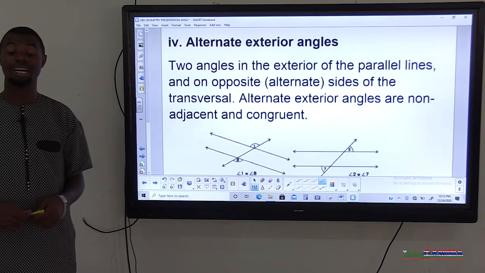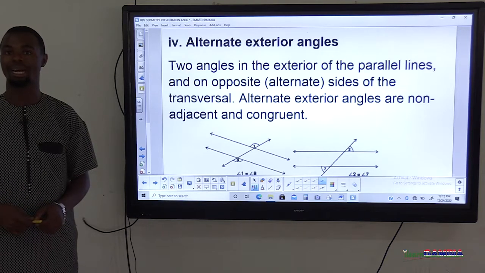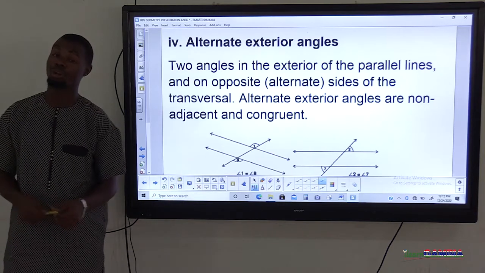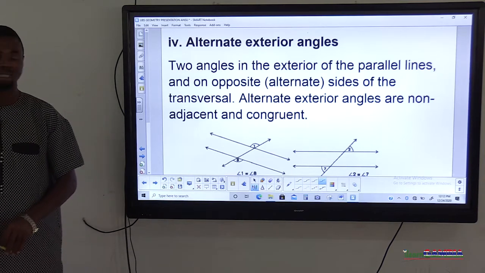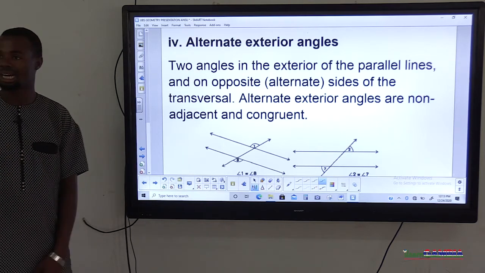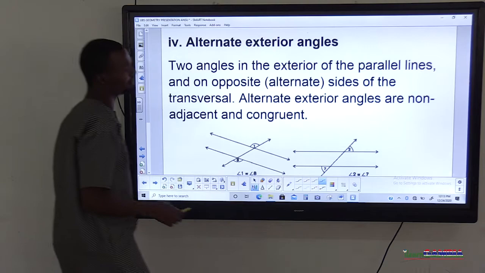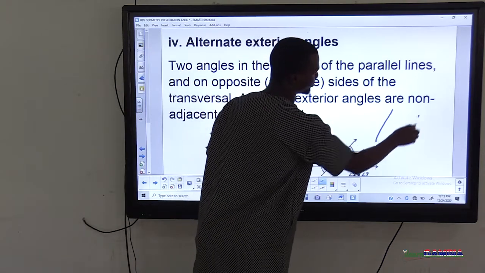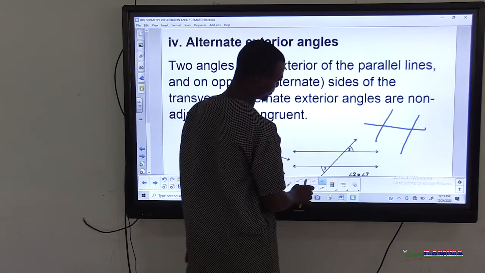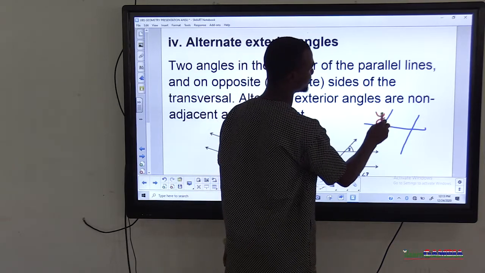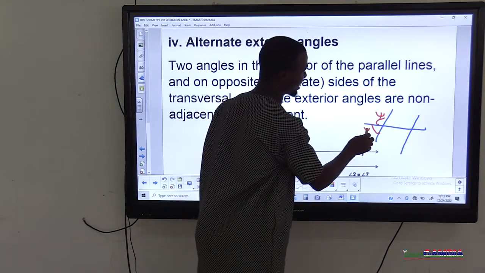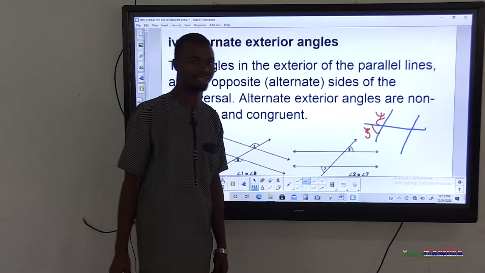They are non-adjacent and congruent. They are not adjacent, meaning they do not share an arm, but congruent, meaning they are equal. Non-adjacent means, for instance, that angle 4 and angle 5 here are adjacent. These two angles are adjacent.